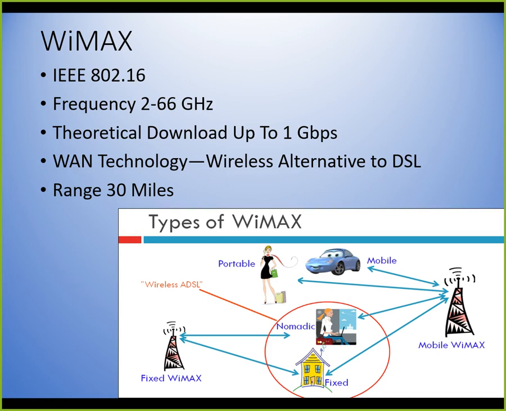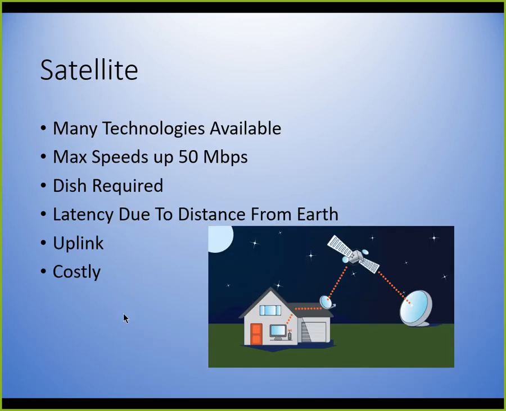The range on this thing, 30 miles. And then the types of WiMAX, an image down there, a DSL, fixed WiMAX going to the house, mobile WiMAX to cars, and then portable, different ways to get different processes to be able to get these things. And we have the nomadic here that's wandering, but you still have to have a line of sight to the antenna, to the broadcast antenna. If you can't see it, you can't get to it.